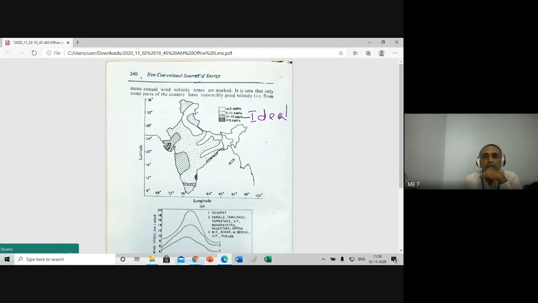This is 10 to 15 kilometers per hour. Wind velocity is radial. So, wind is available in the open.